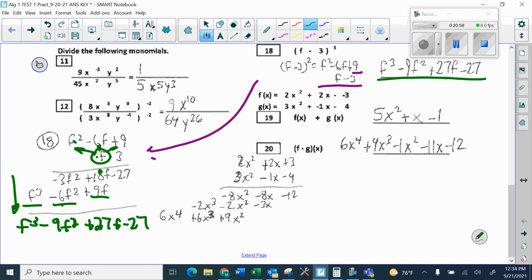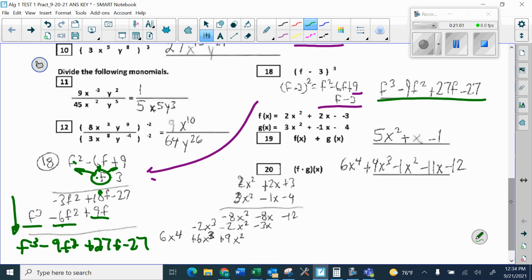All right, 19 and 20 are similar. It's just in function notation. That's the only difference. So let's take the f of x, which is that polynomial, and add it to the g of x, which is that one. So we just add those together. Well, notice I've already got that set up for you in like terms. So I can just add straight on down. So I get 5x squared. 2 minus 1 is 1x, and positive 3 right there. Remember, negative is positive 3, minus the 4 is negative 1.